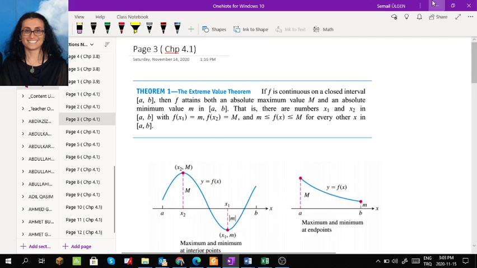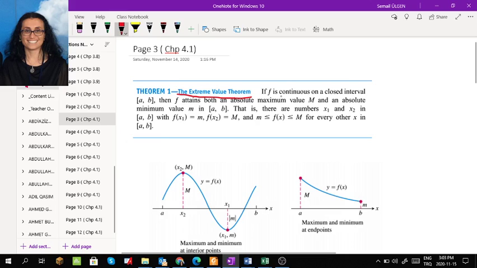Thank God we have a theorem that's gonna help us. This is called the extreme value theorem. This extreme value theorem says if you have some certain conditions, then it is guaranteed that you're going to have both absolute max and absolute min. So what are those conditions?